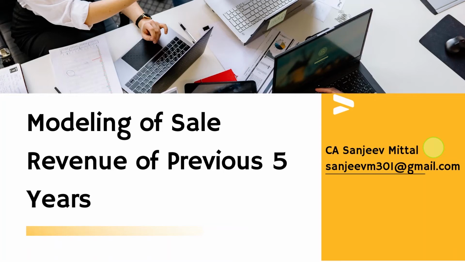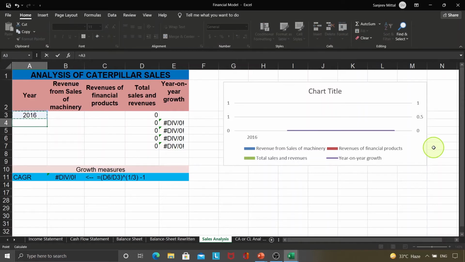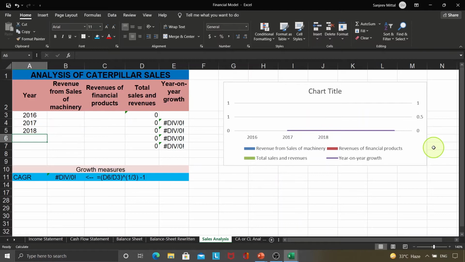Let's discuss modeling of sale revenue of the previous 5 years for Caterpillar Incorporation. If I go to our Excel sheet, you will see that we are analyzing the sale revenue growth from the year 2016 to the year 2020. Now, if I write the years 2016 to 2020, you can simply see that I have written these here.